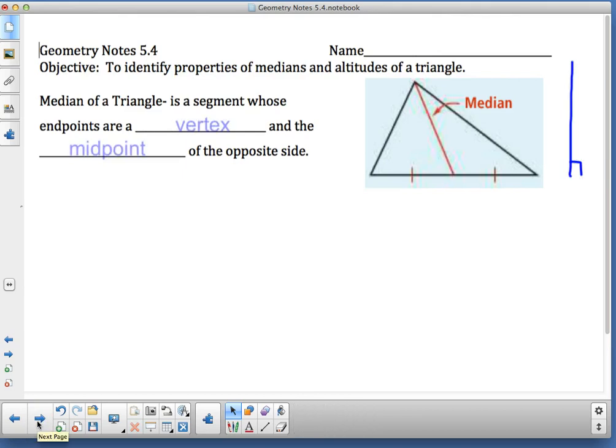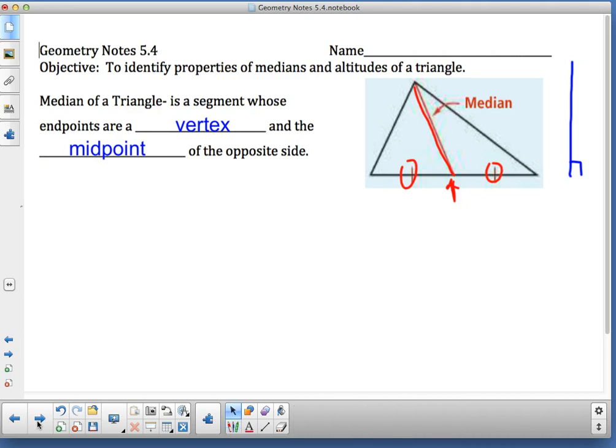We have the objective today to identify properties of medians and altitudes of a triangle. A median of a triangle is a segment whose endpoints are a vertex and a midpoint of the side opposite that vertex. So this picture provided here, let's use red. This picture shows me an example of a median. It goes from the midpoint, and they either tell us that this is the midpoint, or they show us by marking it, like they did with those marks. It goes from the midpoint to the vertex. That's what a median is.